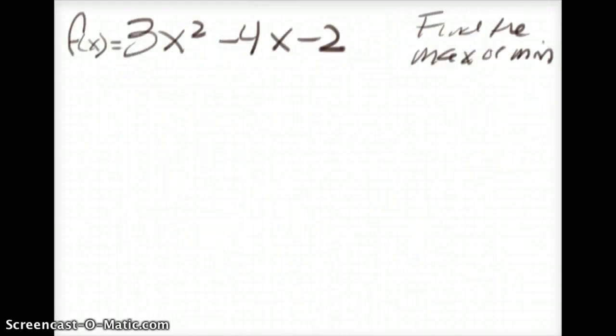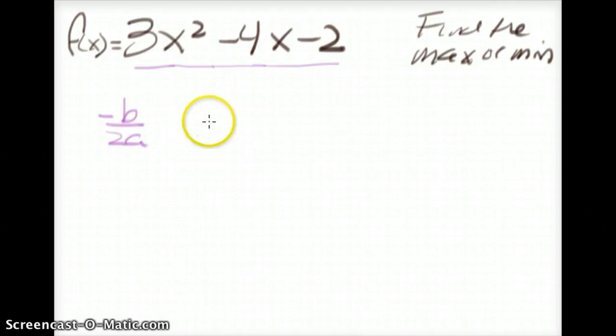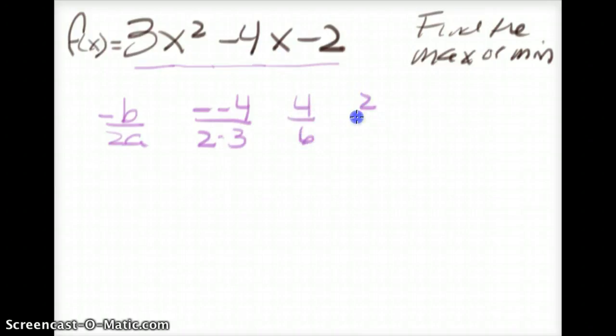Okay, now this is a very good question. Find the maximum or minimum. Okay, well, look, here's my function, okay? We're going to use negative b over 2a. Now remember, b is negative 4, so negative 4 over 2a, and that's going to be 3, so 2 times 3. Okay, of course, this is 4 over 6, and this is 2 over 3. Now, what this tells us, because we know there's a plus in the front there, the graph is going to look like this, so I'm going to have a minimum.